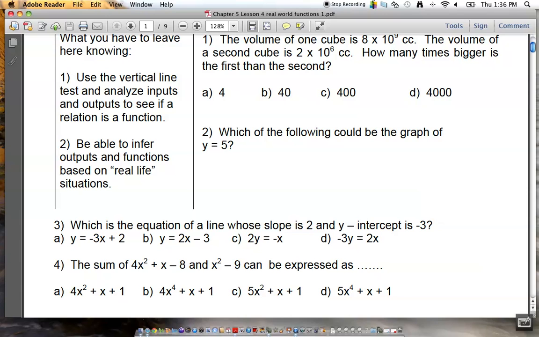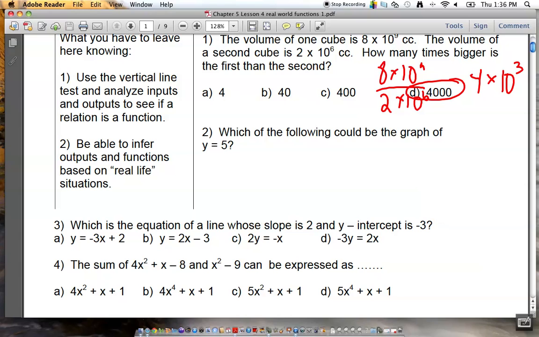So we have to take the bigger number, which is 8 times 10 to the 9th, and divide that by 2 times 10 to the 6th. What's 8 divided by 2? 4 times, subtract exponents, 10 to the 3rd. And which of these choices equals 4 times 10 to the 3rd? Is it 4, 40, 400, or 4,000? 4,000. So D is the correct answer.